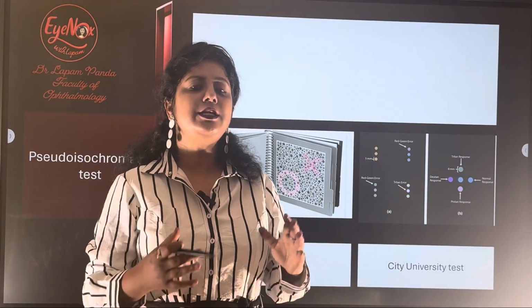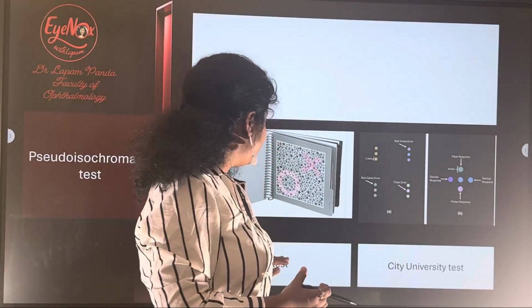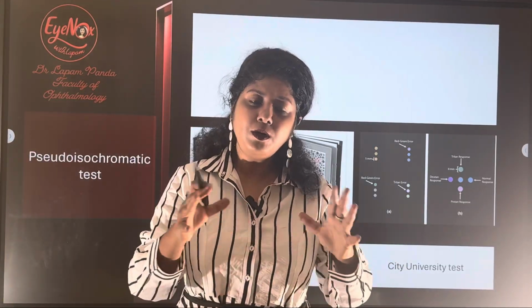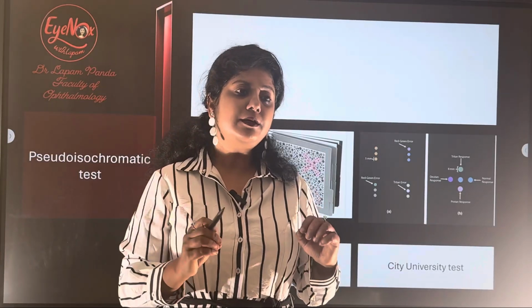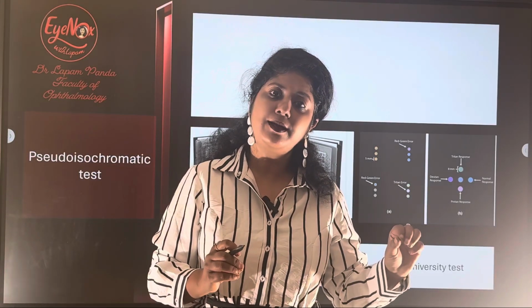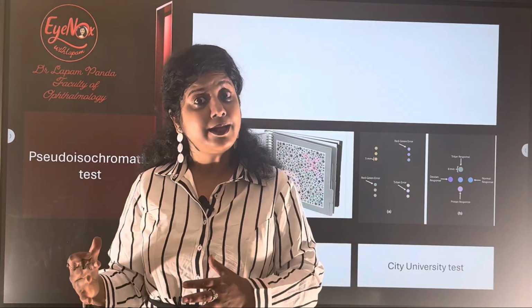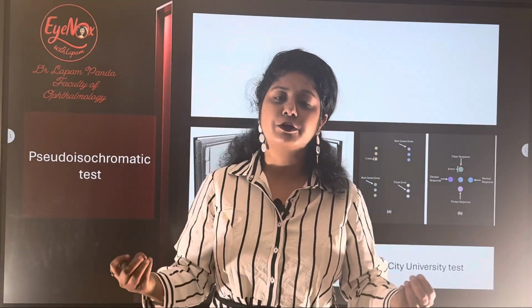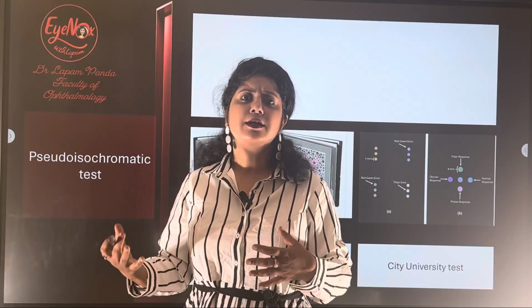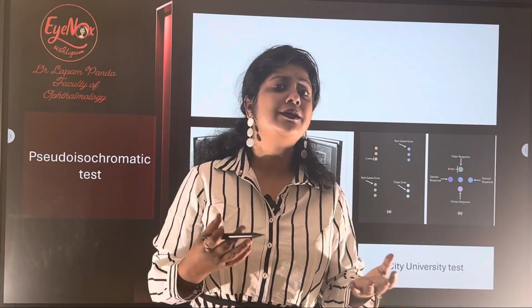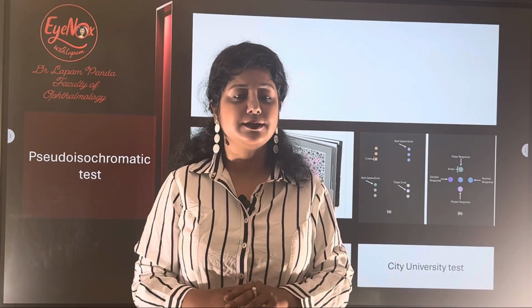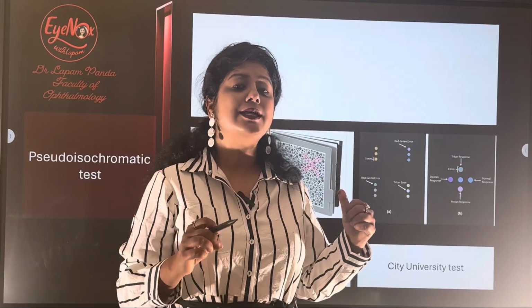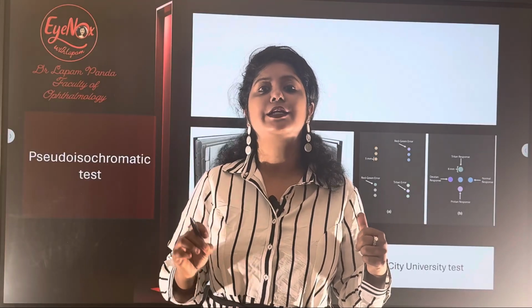The City University, Ishihara and the Hardy-Rand-Rittler, all three tests are pseudo-isochromatic tests. Here, the Ishihara is actually a screening test. City University and HRR are more confirmatory. They help us to know what kind of color blindness the patient has. They give information, but Ishihara is just a screening test. And this Hardy-Rand-Rittler has importance in screening illiterate people.